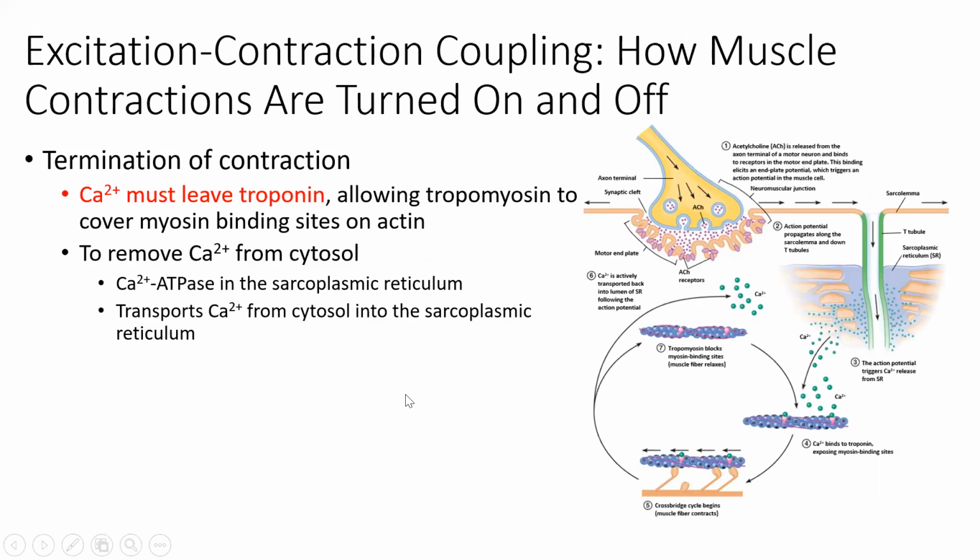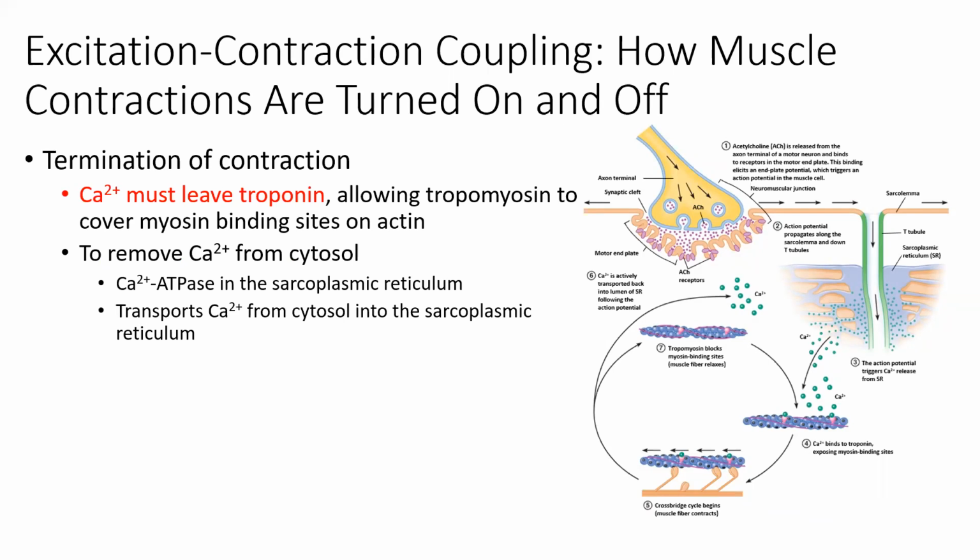All right, and just to reiterate this idea here, in order to terminate or to cease muscle contraction, calcium must leave troponin. In other words, it must leave the cytoplasm or the cytosol. And the way that it does that is it's pumped back into the SR. So we've got calcium ATPase pumps to actively pump calcium back into the sarcoplasmic reticulum in order to bring about the relaxation of muscle.